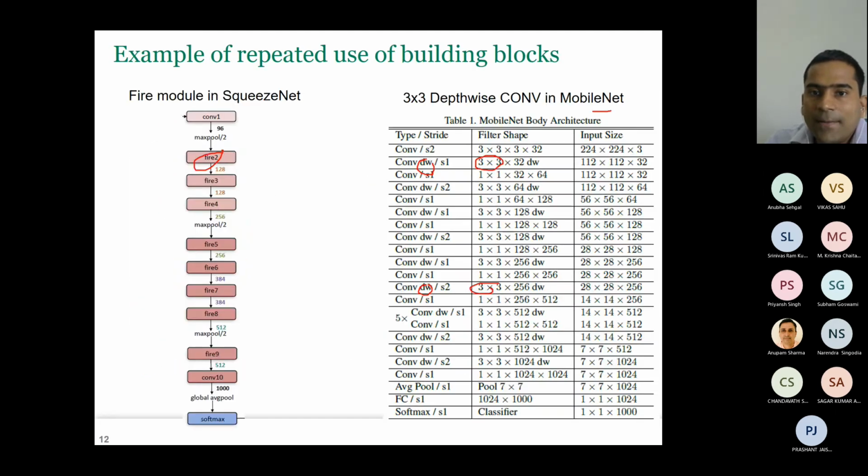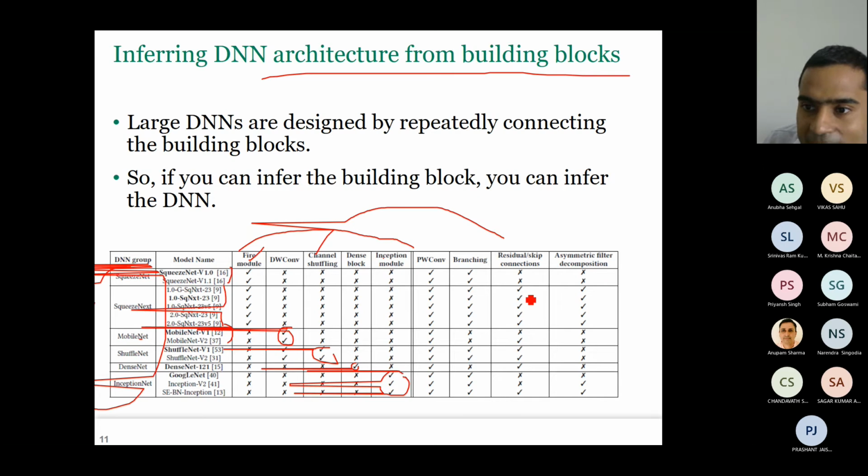Okay. What happens because of all this is that they have their own architectural characteristics, right? All these compact neural networks use point-wise convolution. Some of them use branching, some of them don't. Some of them have skip connections or residual connections, some of them don't. Some of them have asymmetric filter decomposition, right? So based on these characteristics, they will also have some architectural characteristics.